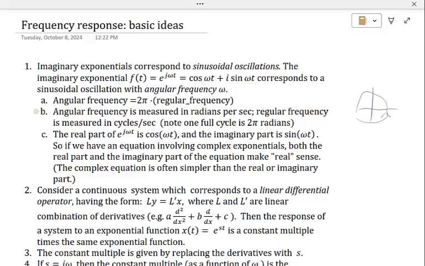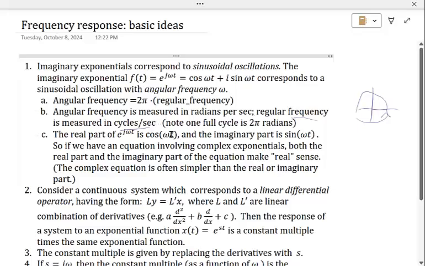So regular frequency is measured in cycles per second. Sometimes it's called hertz. Hertz was a physicist. But one full cycle is 2 pi radians. Okay, so the real part of e to the j omega t is cosine omega t. The imaginary part is sine omega t. So we showed that up here already.